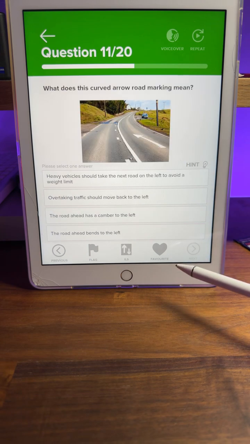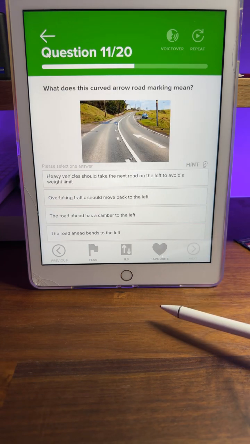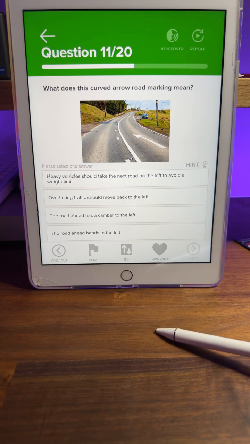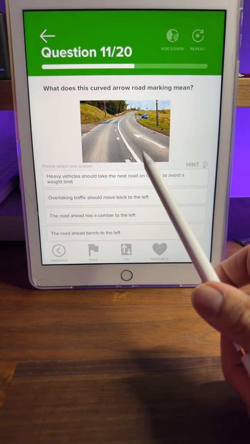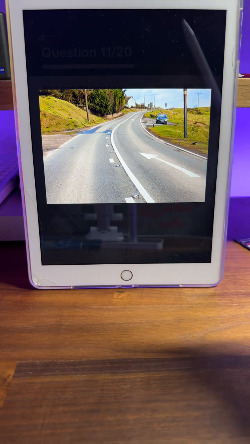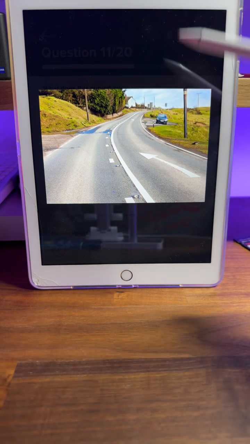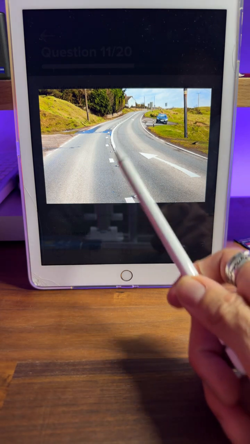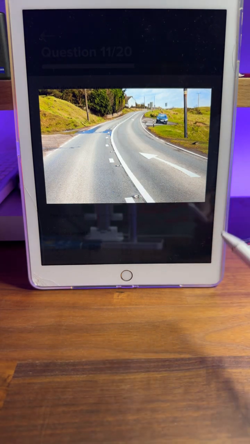Okay, let's move on to question number 11. What does this curved arrow road marking mean? We're talking about this arrow just here, guys, okay? I spoke about this the other day, actually. This has been on one of the other lives as well. Let's look at these lines as well. What do these lines mean?